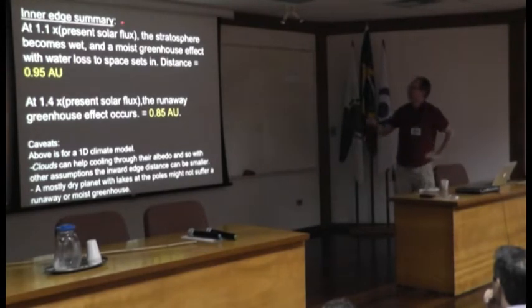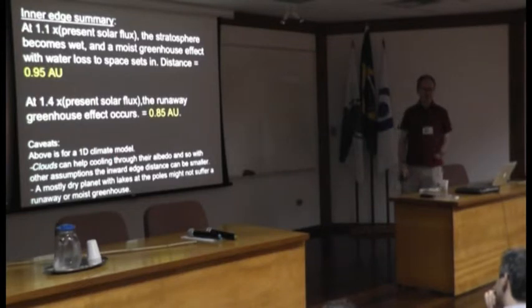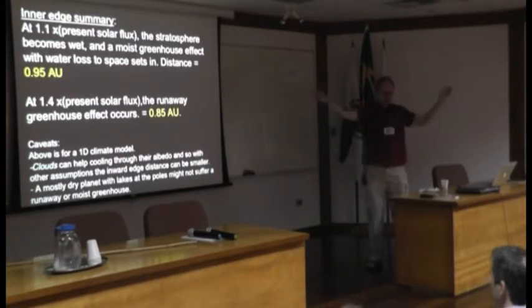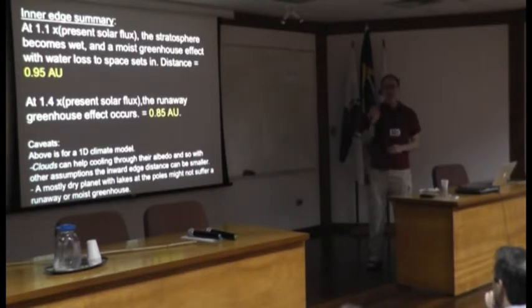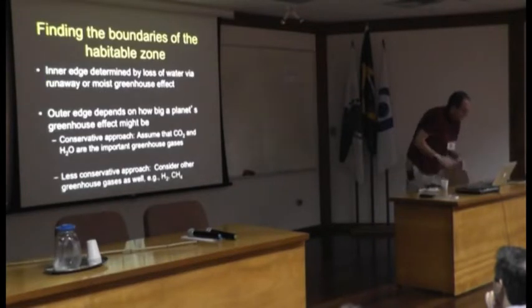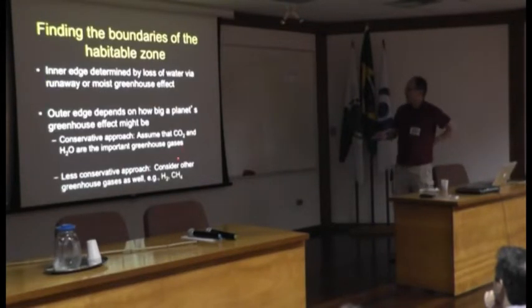And those are the caveats. This is actually for a 1D climate model, so that's another caveat. In 3 dimensions, we know that there's circulation of the air, and the circulation can also change the albedo as a function of latitude, and there's another nuance that could be taken into account. And for the outer edge, there's this assumption about how the greenhouse effect works and what the greenhouse gases are.